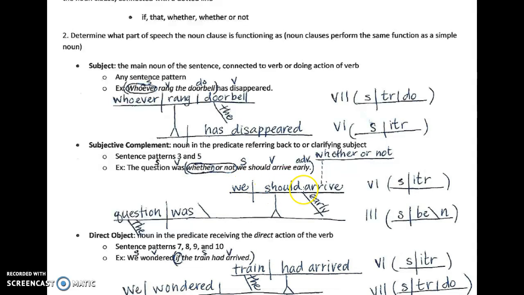We is the subject, should arrive is our verb, whether or not goes above, because it doesn't carry meaning, and then early is the adverb, modifying the verb. And it goes on the pedestal in that subjective complement place. And then you can associate the correct sentence patterns with that.